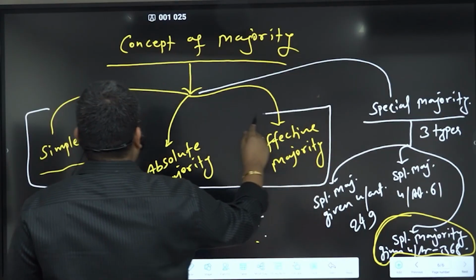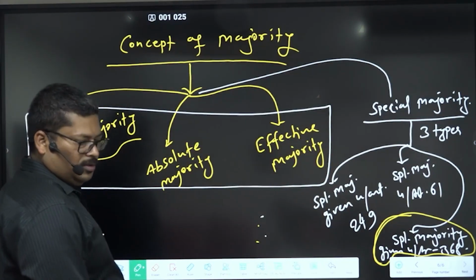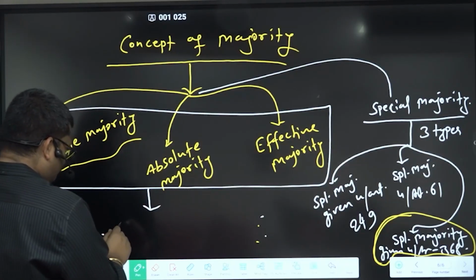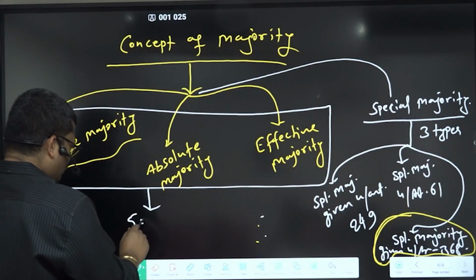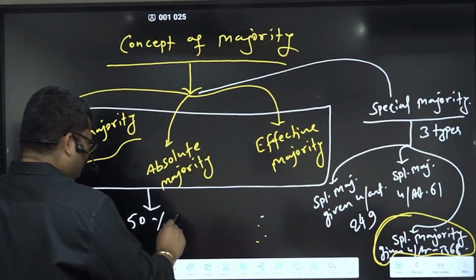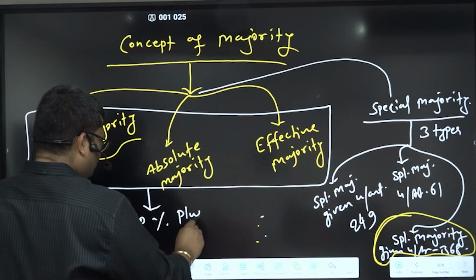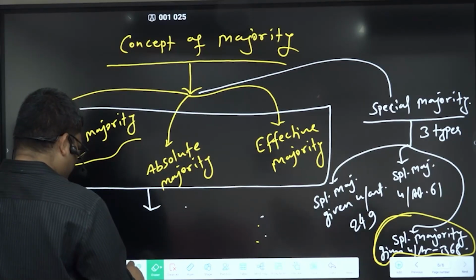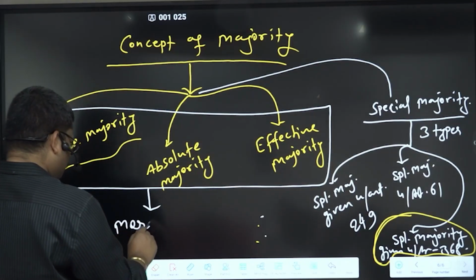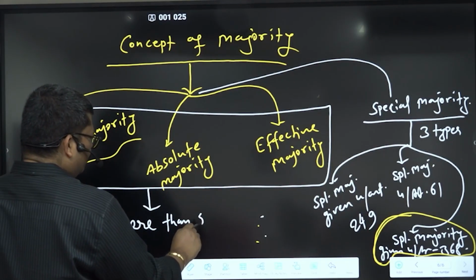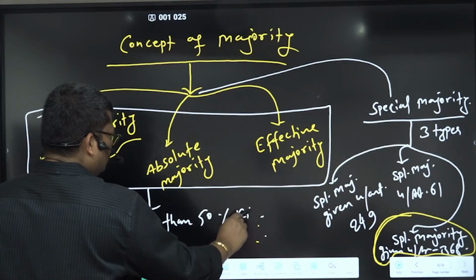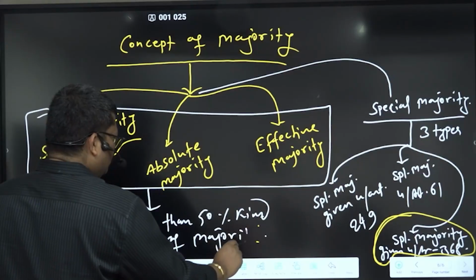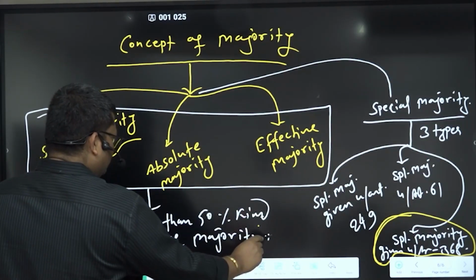Simple majority, absolute majority, and effective majority. They all are called 50%. I mean, more than 50% kind of majority, right? More than 50% kind of majority. Just try to remember this simple pattern.